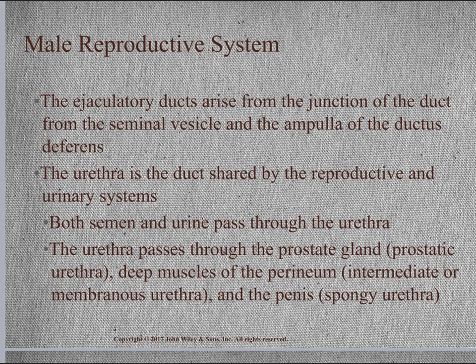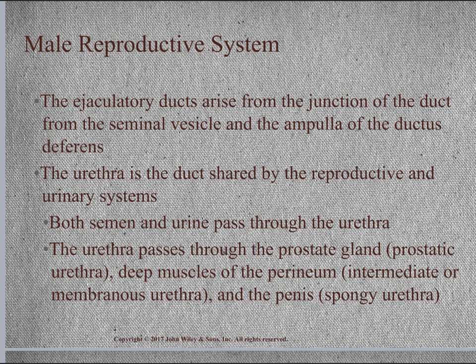That brings us to the ejaculatory duct. The ejaculatory duct arises from the junction of the duct from the seminal vesicle and the ampulla of the ductus deferens. At this point, the urethra is the duct shared by the reproductive and urinary system. So both semen and urine pass through the urethra. And we're going to see how the accessory glands account for this shared tube. Remember, urine tends to be very acidic, and semen tends to be very basic. So we have to figure out how to deal with this issue.